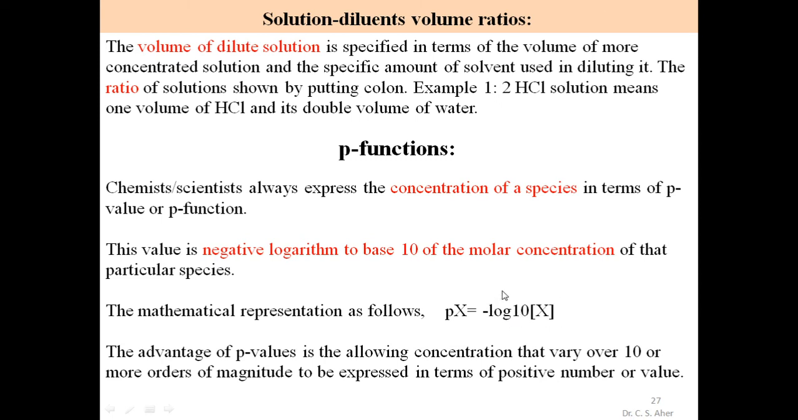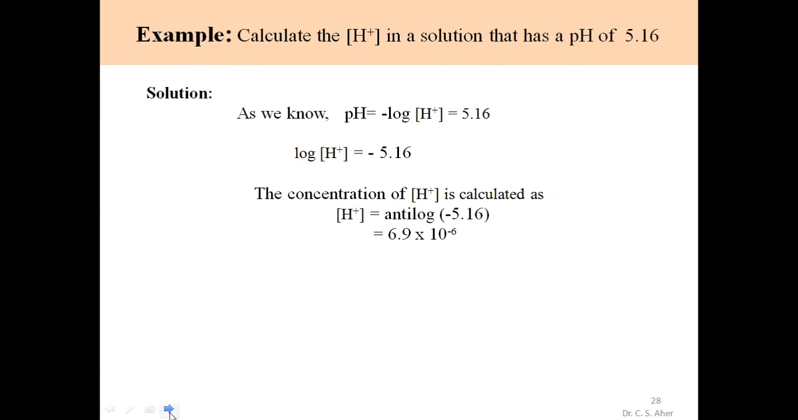This 10 is a logarithmic base 10. The advantage of these P values is that they allow concentrations that vary over 10 or more orders of magnitude to be expressed in terms of positive numbers or values. So what is this P function? It is the negative logarithm to the base 10 of the molar concentration of that particular species.